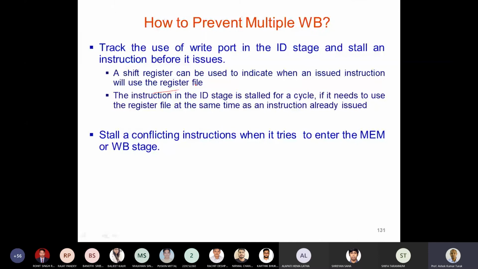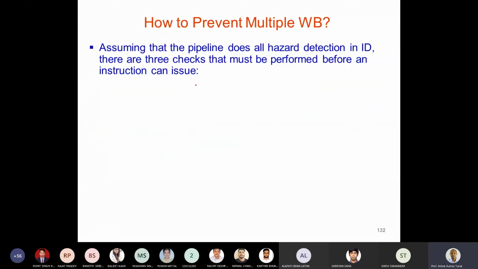So what is usually done is that you check at the instruction decode stage and do not issue the instruction if there exists a structural hazard with a previously issued instruction. Now assume that the pipeline does all hazard detection in the instruction decode stage. That means it checks for all possible types of hazard during the instruction decode stage.